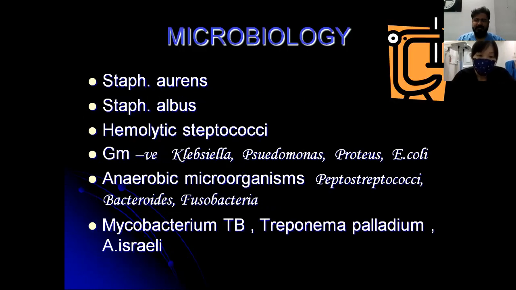Now, what is the microbiology? What are the various organisms involved? Staph aureus, Staph albus, hemolytic streptococci. These are the main three. Then in gram-negative, we get Pseudomonas, Proteus, Klebsiella, and E. coli. In anaerobic organisms, Streptococci, Peptostreptococci, Bacteroides, and Fusobacteria. Fusobacteria is mostly found in the root canals also. Then Mycobacterium tuberculosis in some cases, and Treponema pallidum and A. israelii.